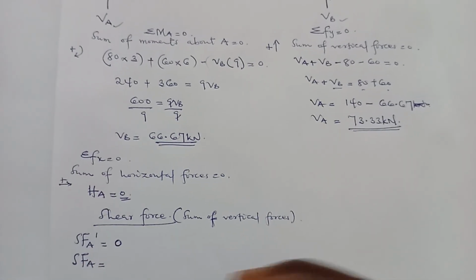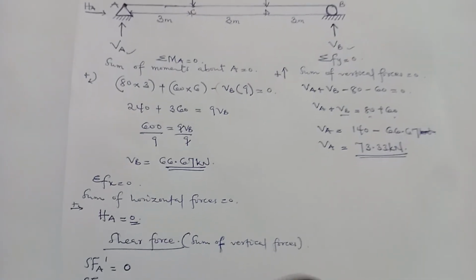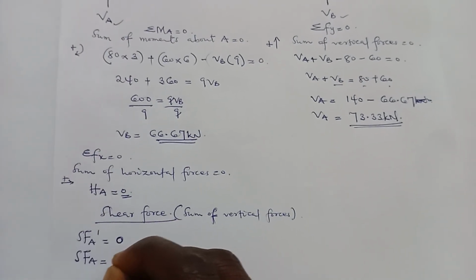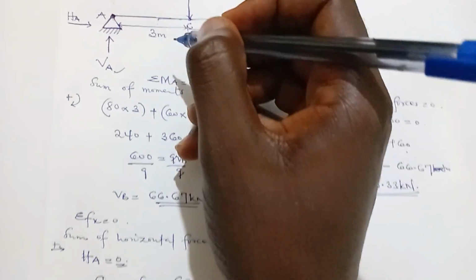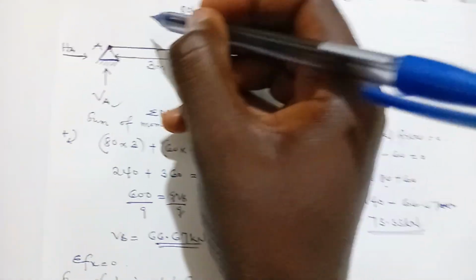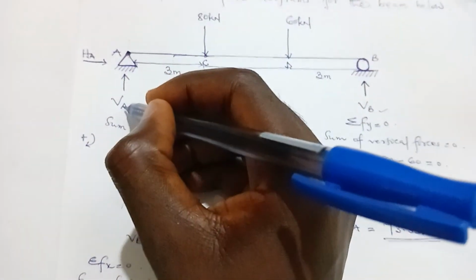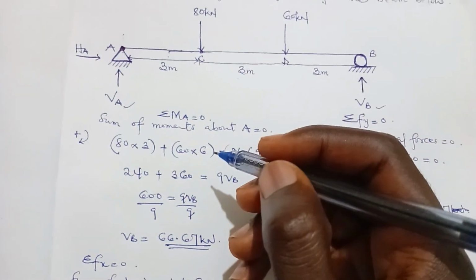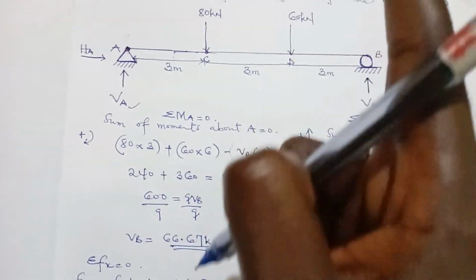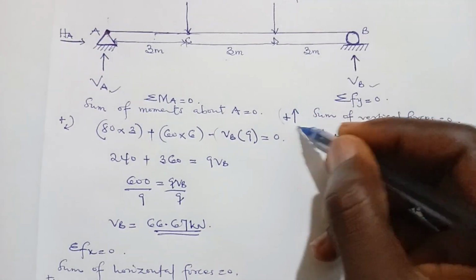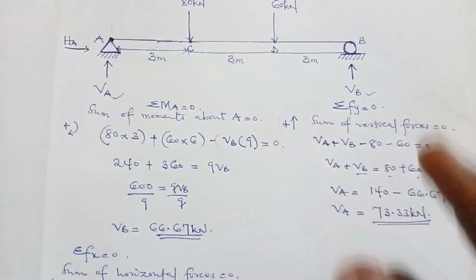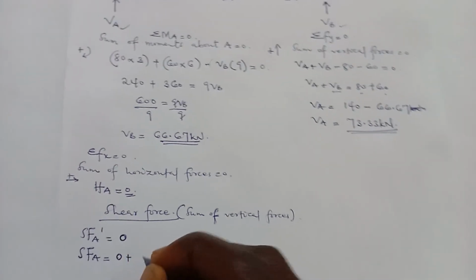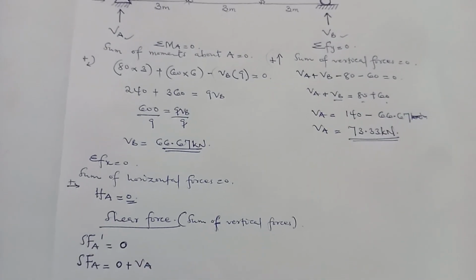Shear force at A will be equal to the previous value, which is 0. Then you factor in the vertical force acting at point A. So we have VA, a vertical force moving in the upward direction, and we stated earlier that forces moving in the upward direction are positive. So that means 0 plus VA will give me the shear force at A.